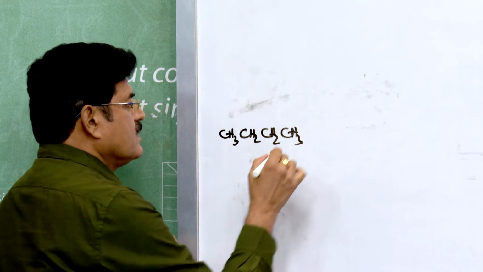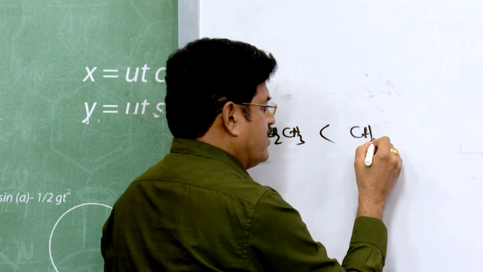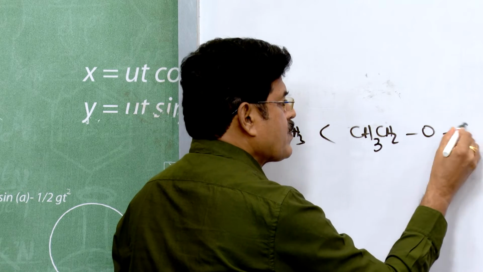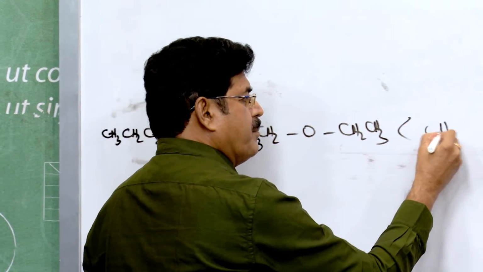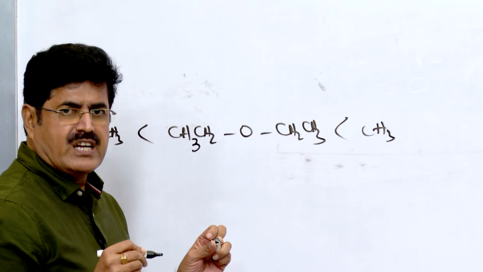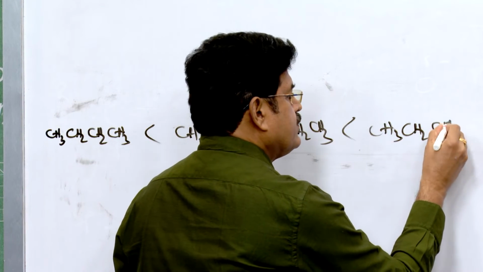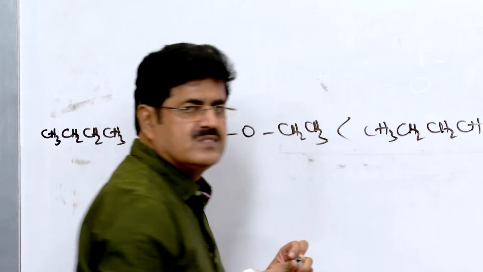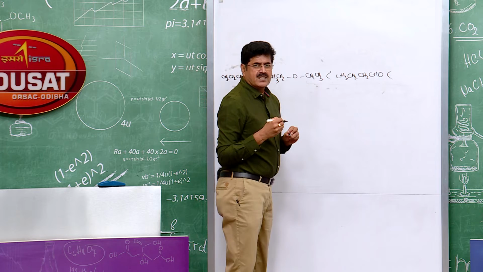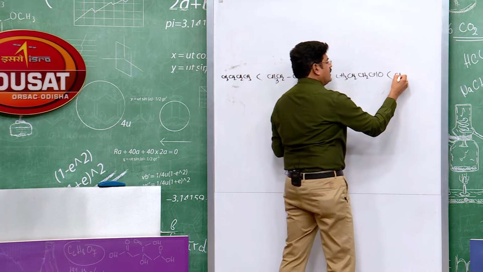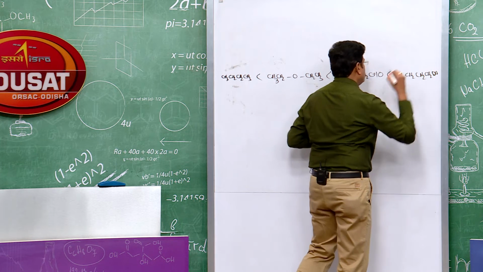And butane is lesser than diethyl ether, lesser than propanol, because in propanol there is dipole attraction. Okay. Then it is lesser than the alcohol butanol, CH3CH2CH2CH2OH, this one.